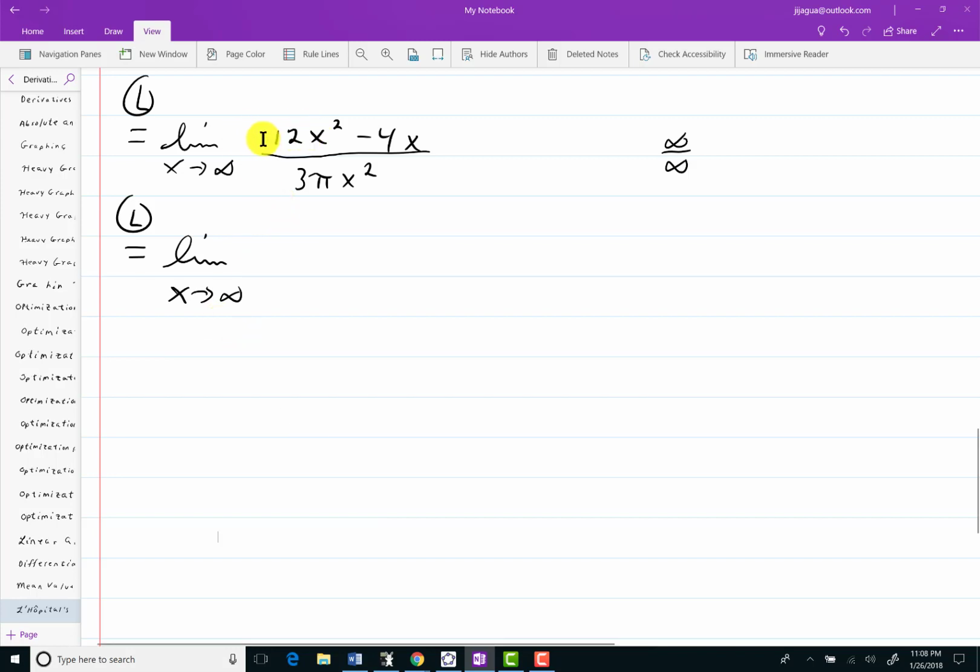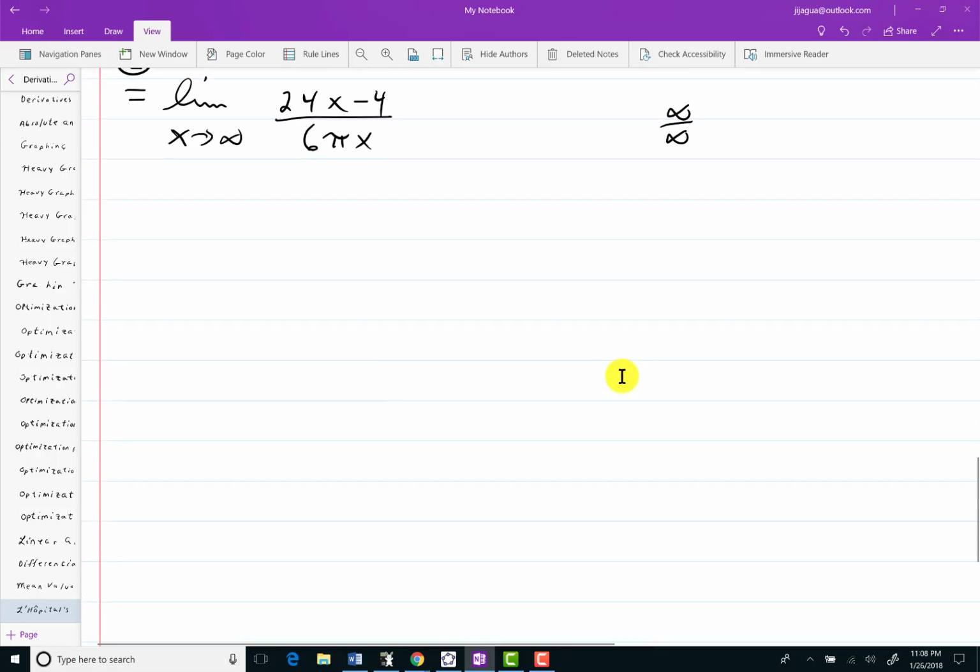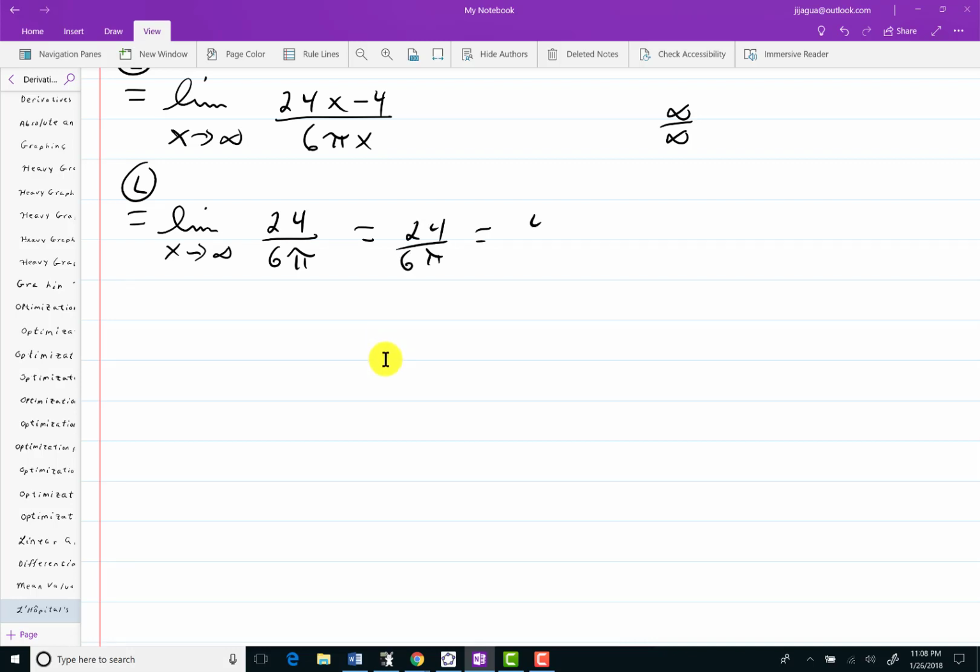So this will be 24x minus 4 all over 6 pi x. And it's still a polynomial over a polynomial, so it's still infinity over infinity. And I'll keep doing L'Hopital. The numerator will be 24, and the denominator will be 6 pi. And from here, you don't have to do anything except simplify, because this will equal 24 over 6 pi, which is 4 over pi.